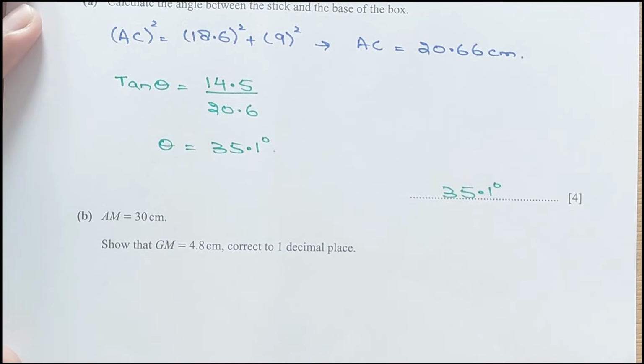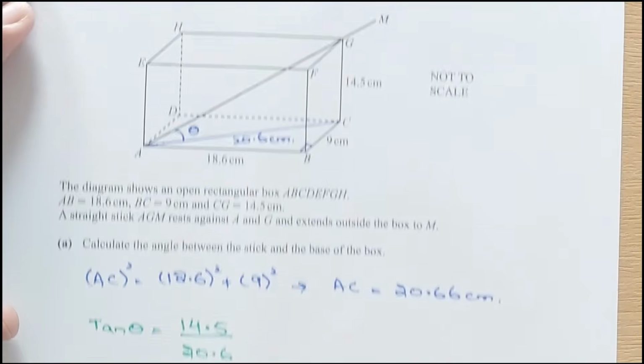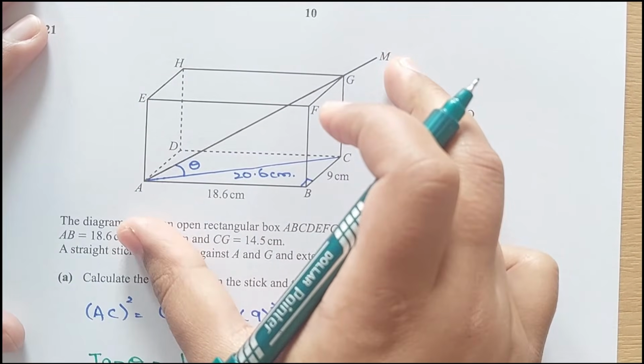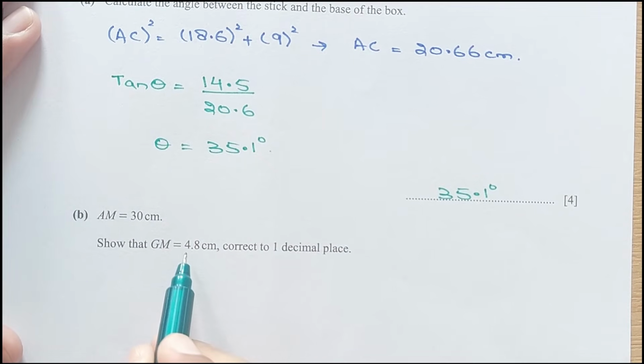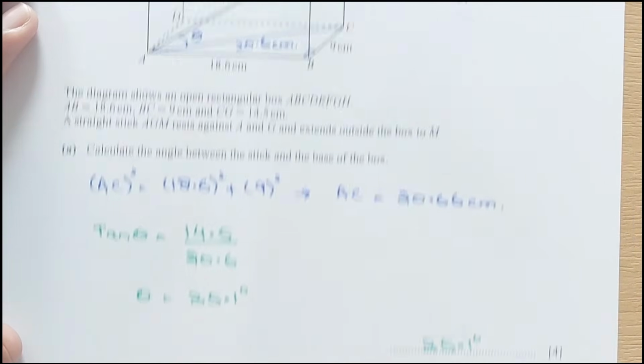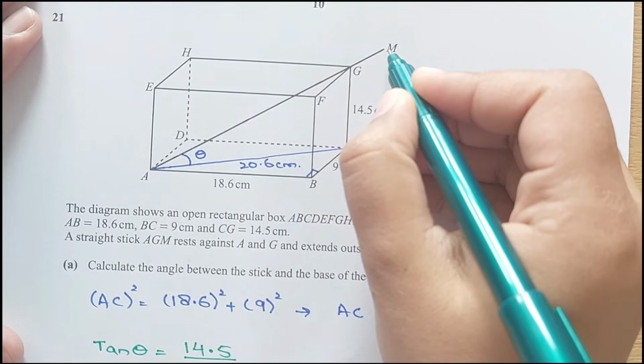Now for part B, we are given AM is 30 centimeters. This whole length AM is 30 centimeters. Now we need to show that GM is 4.8 centimeters, correct to one decimal place. We need to find GM.